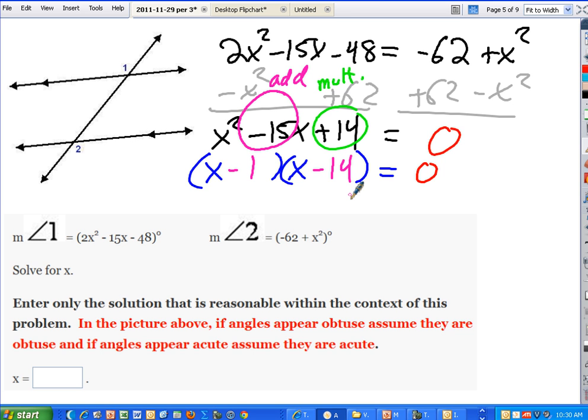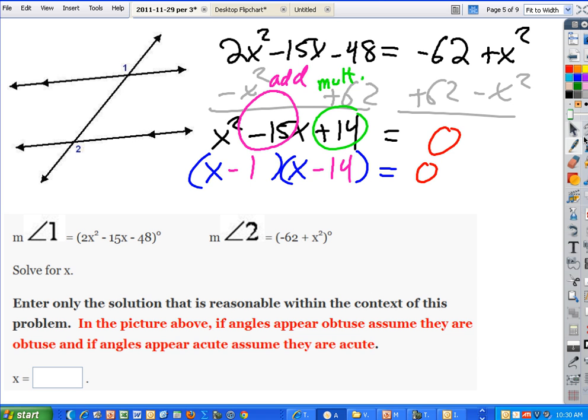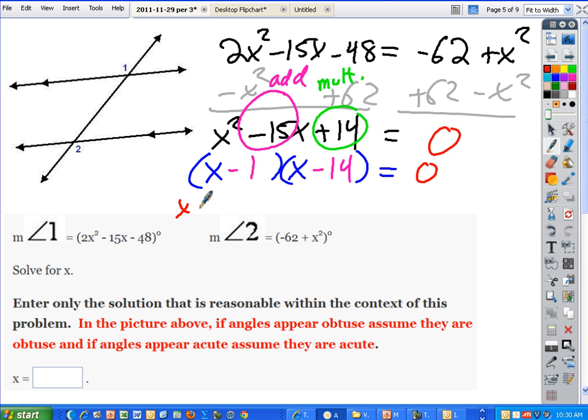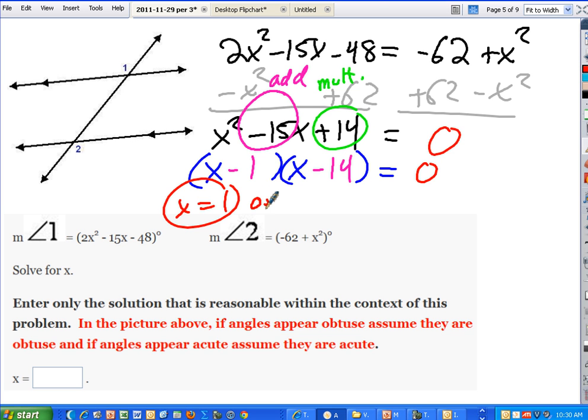What value of x would make this first factor equal to 0? 1. Okay, so there's one answer. Either x equals 1 or x equals 14, because that's the value that would make this factor 0, right? And then we're just going to check those in the easiest angle to see which one gives us a reasonable answer. Well, that's an easier angle to check right there, isn't it, too?